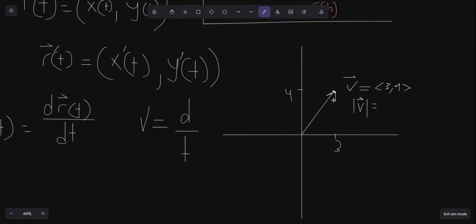Well, this is just a Pythagorean theorem problem, and this is just a 3, 4, 5 right triangle. And so the magnitude of this velocity vector is equal to 5 units. And the magnitude of the velocity vector represents speed.